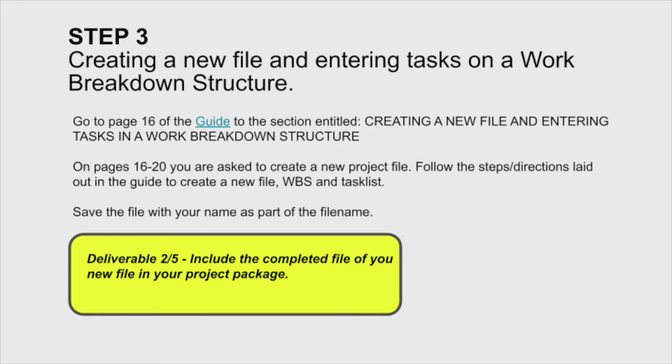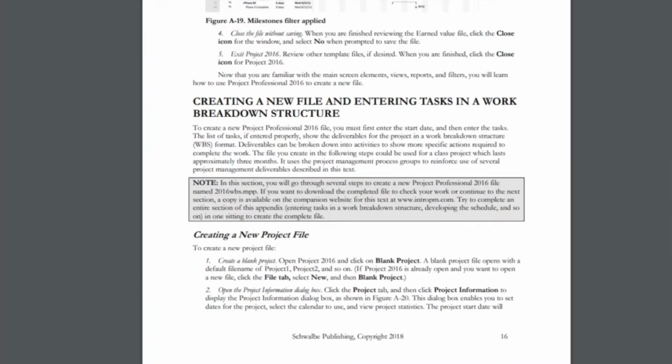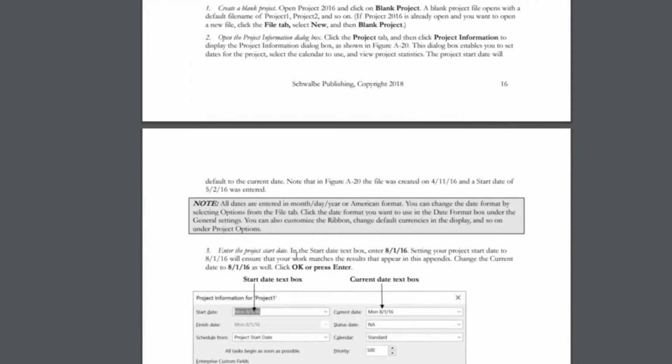So next we go to step 3, and there we create a new file structure and enter tasks on a work breakdown structure. So this is kind of getting into the nuts and bolts. What I want you to do there is go to page 16 of the guide, and you'll find pages 16 through 20. Create a new file and enter tasks in a work breakdown structure.